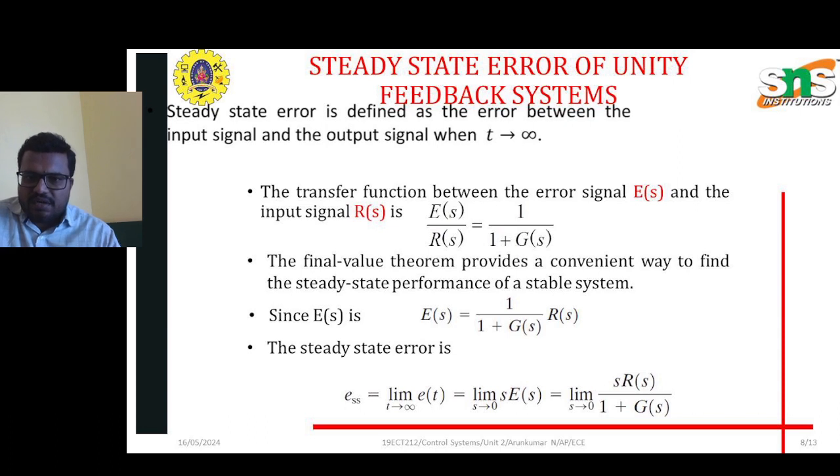The final value theorem provides a convenient way to find the steady state performance of a stable system. Since E of s equals 1 by 1 plus G of s into R of s, the steady state error is calculated based on the final value theorem as limit t tends to infinity of the error signal e of t. It can be calculated as limit s tends to 0 of s into E of s, which gives limit s tends to 0 of s into R of s divided by 1 plus G of s.